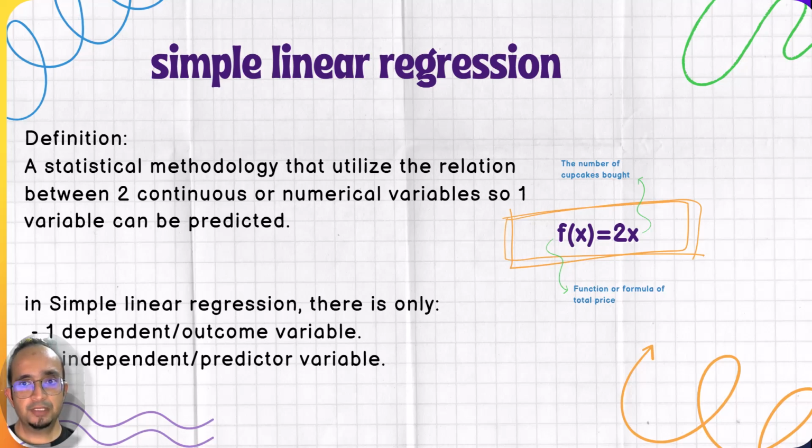The formal definition of simple linear regression is a statistical methodology that utilizes the relation between two continuous or numerical variables so that one variable can be predicted. In simple linear regression, there is only one dependent variable, which we call the outcome variable, and one independent variable, which is the predictor variable.